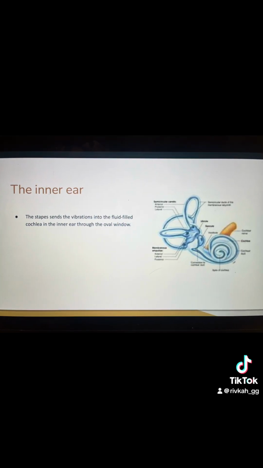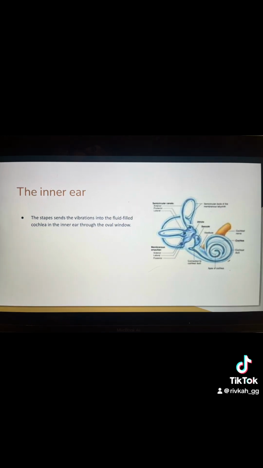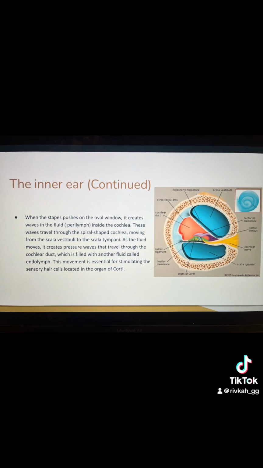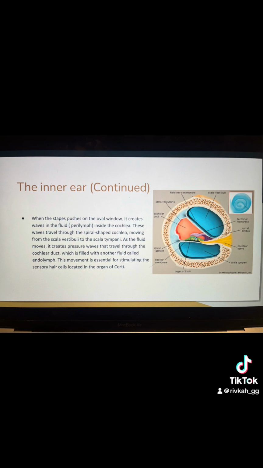Now let's talk about the inner ear. The last bone that we talked about is the stapes, which sends the vibrations into the fluid-filled cochlea, which you can think about as a snail. And the stapes sends these vibrations in the inner ear through the oval window. Now let's go a little bit deeper into the inner ear.